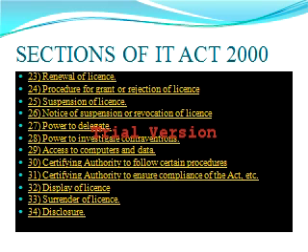Renewal of license. Procedure for grants or rejection of license. Suspensions of license. Notice of suspension or revocation of license. Power of delegate. Power to investigate contraventions. Access to computer and data. Certifying authority to follow certain procedures. Certifying authorities to ensure compliance of acts. Display of license. Surrender of license.